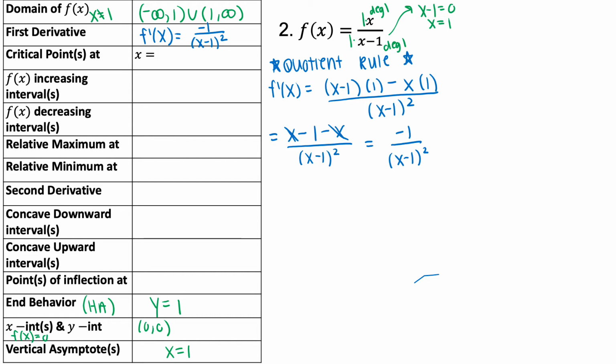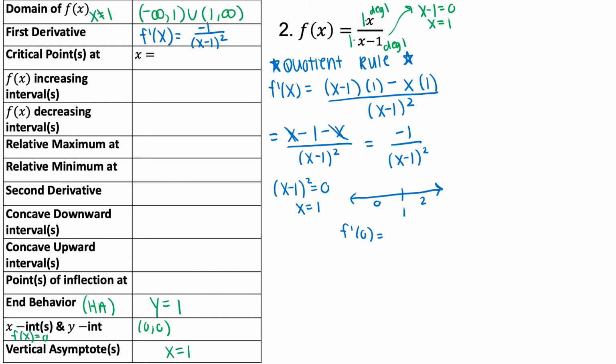Okay, from here, we want to look for those critical points, which we find by setting our numerator equal to 0. Doesn't happen. Setting our denominator equal to 0, we get x equals 1. Setting up our number line and plugging into our first derivative to test that sign for increasing and decreasing.